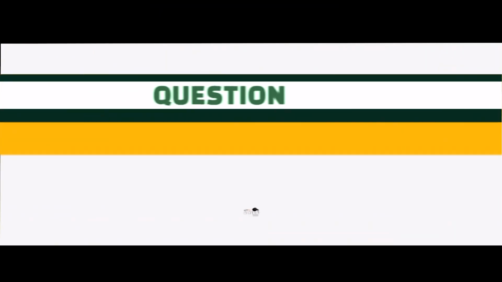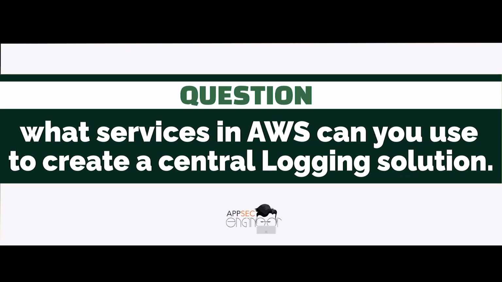Now let's get to the actual meat of the question, which is: what are the different services that you can use in AWS to create a centralized logging solution? Just to be clear, we have explored this in a great deal of detail in our class on AWS security monitoring within AppSecEngineer. You have a whole lot of labs around all of this, which you can use to learn about this in depth. But we're going to explore this briefly just to make sure that we cover this aspect of the question. So let's start with the different AWS services that you can use to create that centralized logging solution.